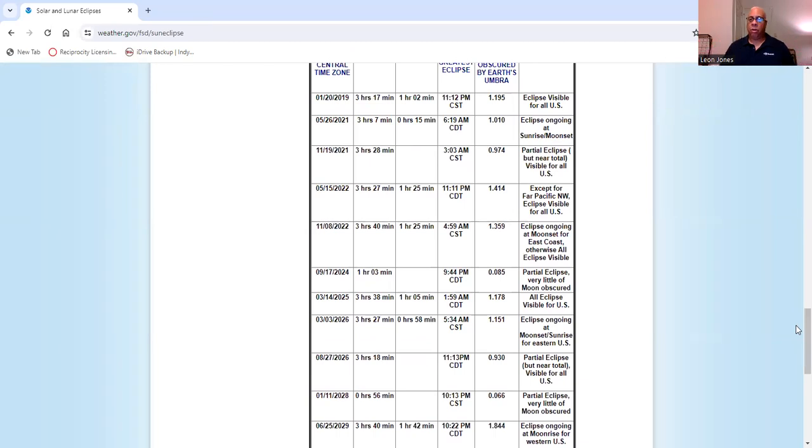And again, we have 2 types of eclipses. We have the solar eclipse and we have the lunar eclipse. Now, again, there's a 5-degree tilt of the moon with the solar eclipse. Now, basically, the moon is going to appear larger.